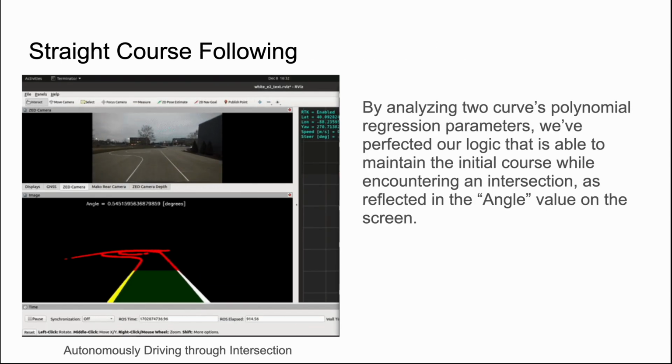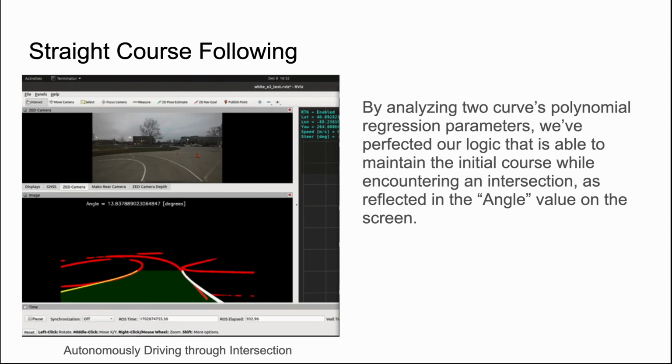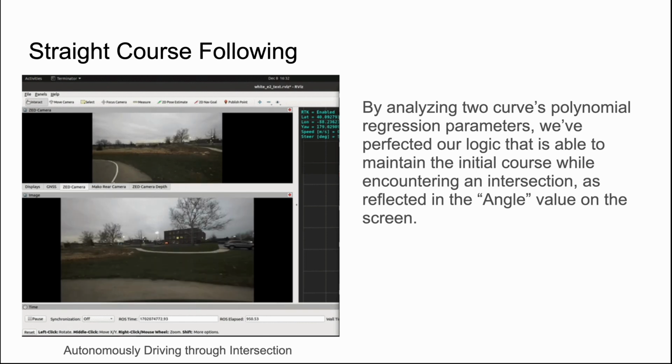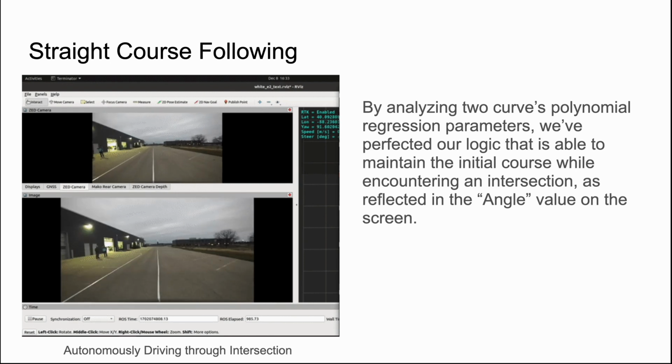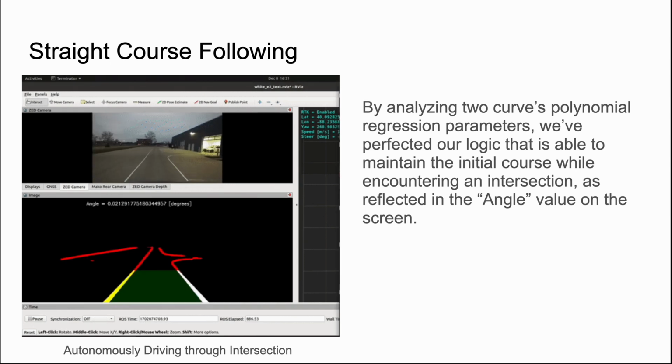In the next slide, we can see that when we are going through a straight course, we're able to follow and steer the straight course. And when we're entering the left loop, as well as exiting the left loop, it is also able to follow accordingly. It is also able to go back to the straight course and continue.